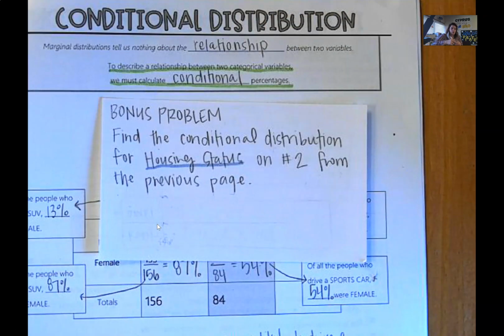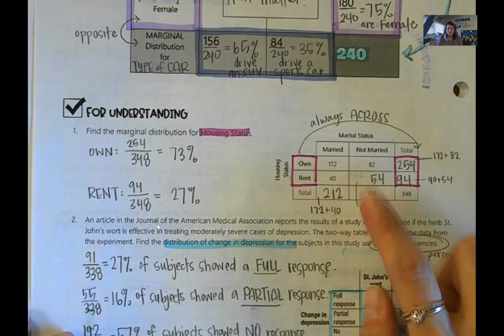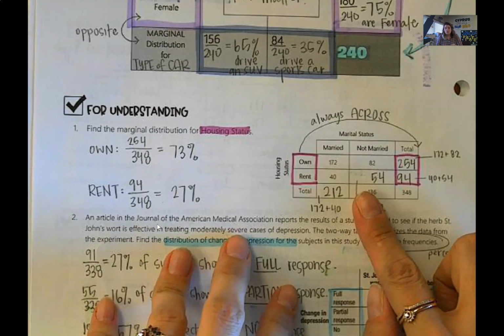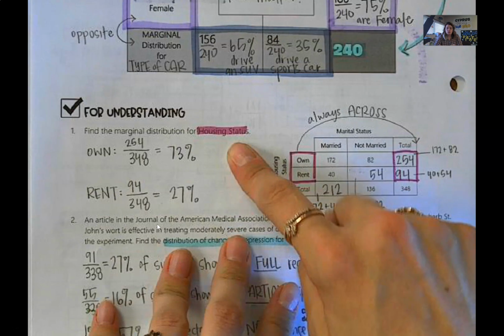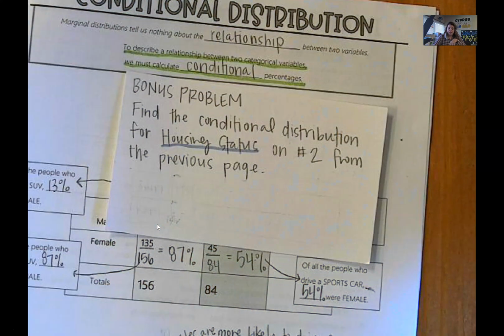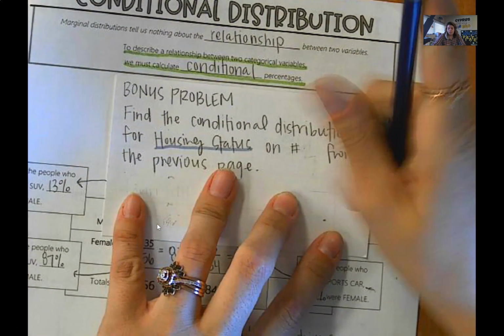So the bonus problem is find the conditional distribution for housing status on number 2 from the previous page. So previous page looked like this. Oh, it's really number 1. Find the conditional distribution for housing status. It's number 1. So we found the marginal distribution for housing status. Now I want you to find the conditional distribution for housing status.